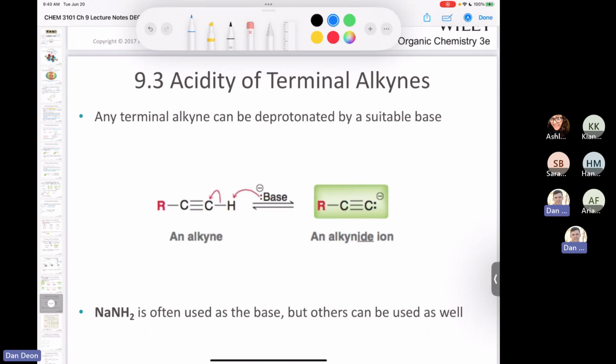So again, I covered what an alkynide is, and we've covered that whether it's acetylene or a terminal alkyne, you're going to want to use sodium amide. So I'll write this in here again. Sodium amide is the best base. Maybe not the best, but it's the one that we use the most. It says others can be used as well, and we might see some others in our journey through this chapter.